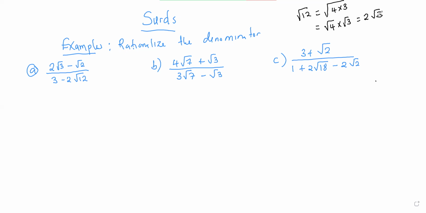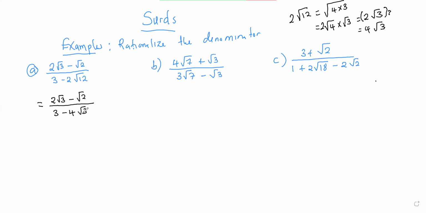And since that 12 has a 2, it's being multiplied by 2, so we'll multiply by 2, which will make it 4√3. That 2 does not multiply inside the root. It multiplies the coefficient of the root. So that's how we get a 4√3 there. So when we come back to our question, it will now be 2√3 minus √2 over 3 minus 4√3.